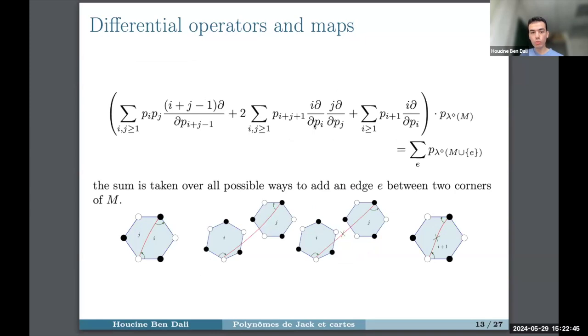And we can do more complicated things by adding one edge between two existing corners of the map. And here, as Victor explained, we have many cases. Either we add an edge between two corners of the same face. So we start from a face of degree I plus j minus 1, and this corresponds to this term. And then we form two faces of degree I and j.